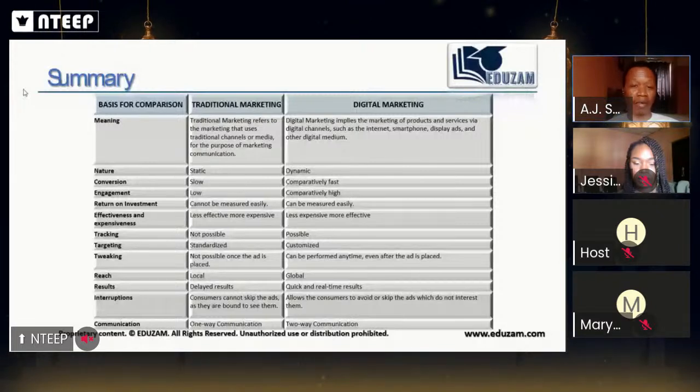If you personalize it enough and target the right audience, you are sure to get people to engage with it, and the engagement is always high. Return on investment cannot be measured in the traditional way of marketing, and I've said this before.